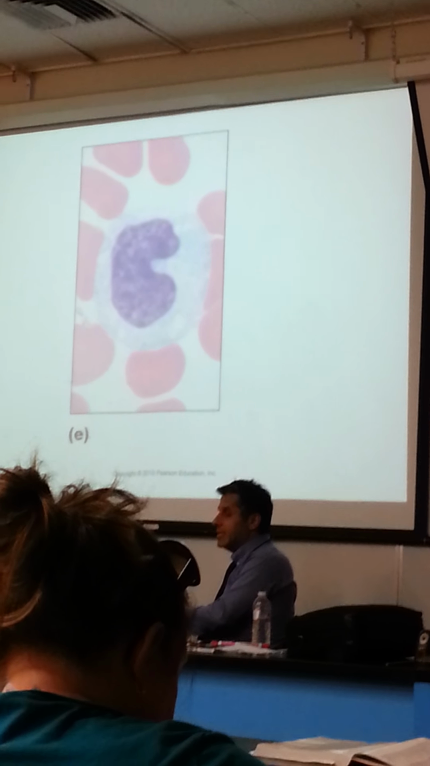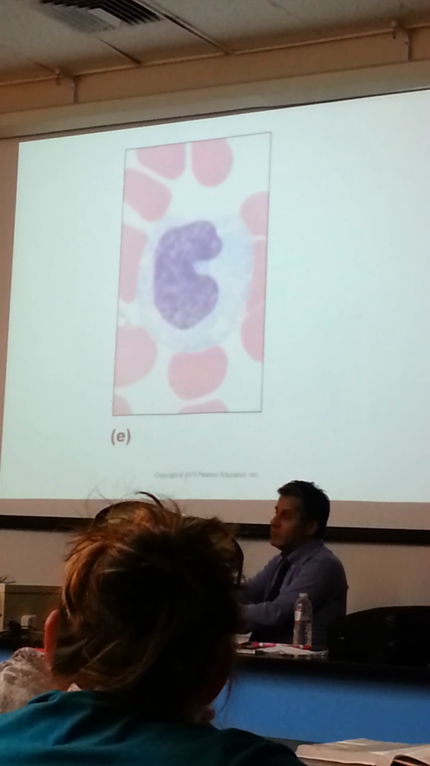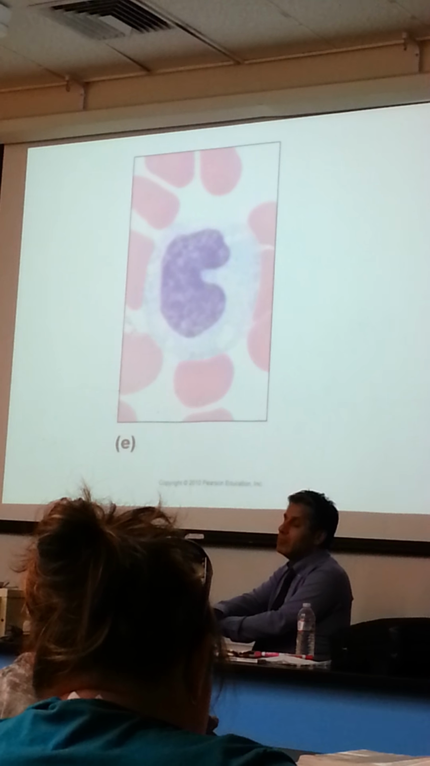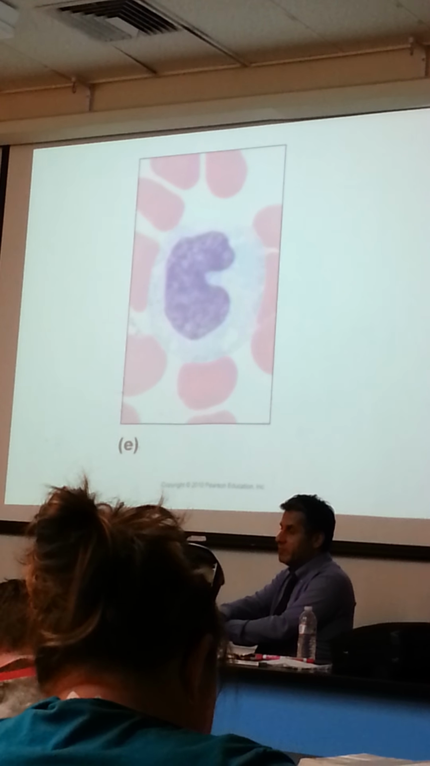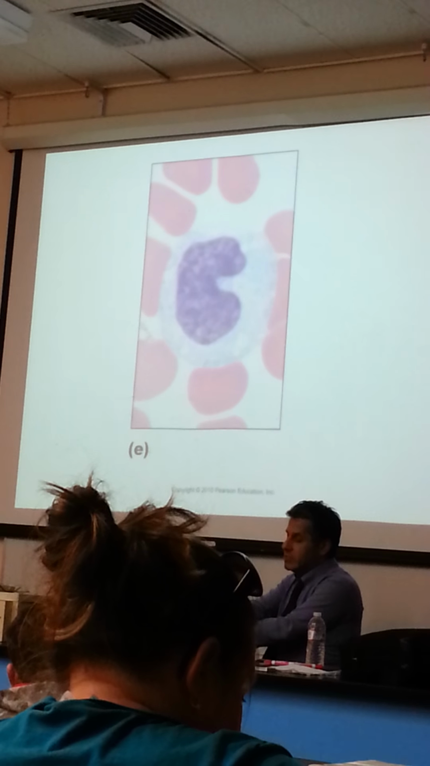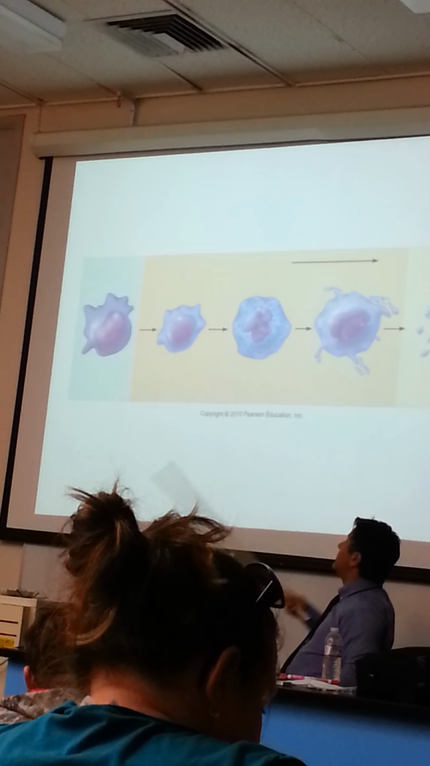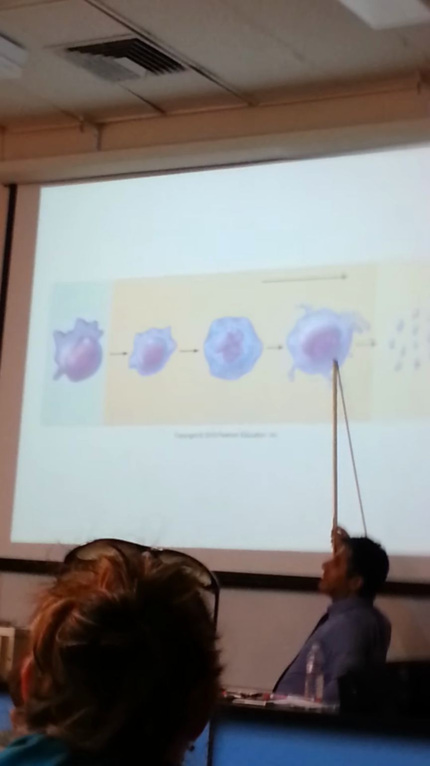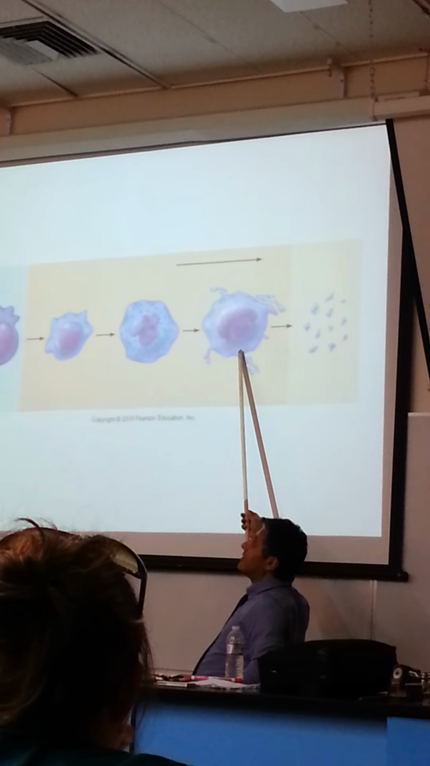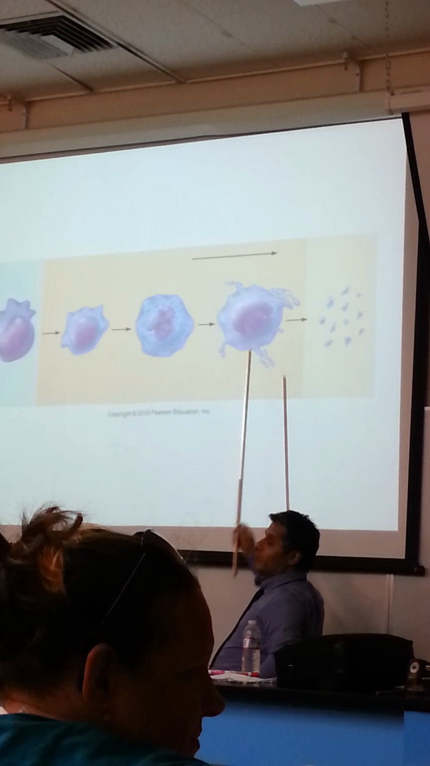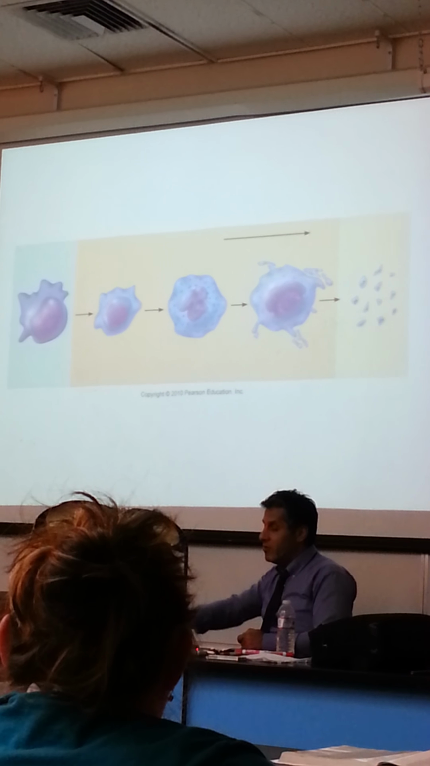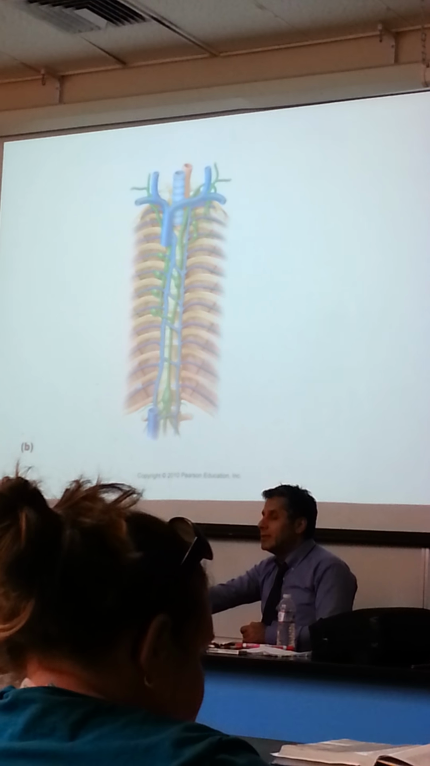Very good. What is this? Monocyte. Monocytes, when they come out of the blood vessel, are called macrophages. What is the function of macrophages? Phagocytosis. What are these? Megakaryocyte and megakaryoblast. And what is this?